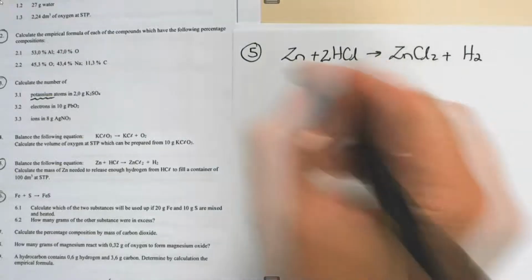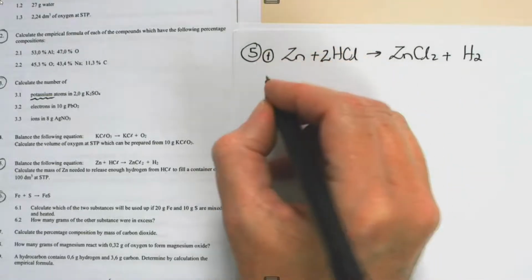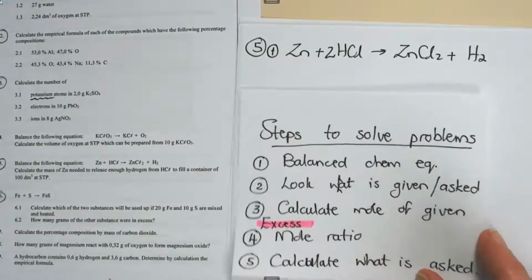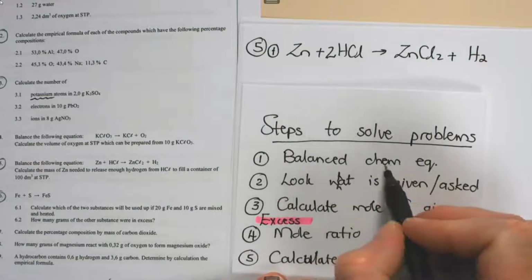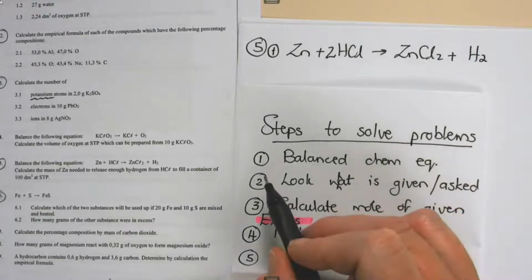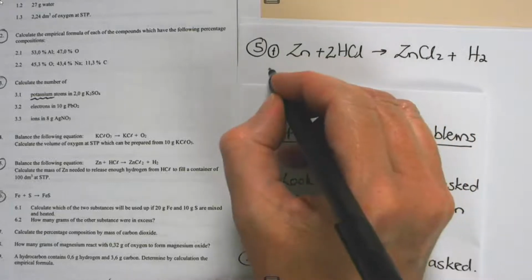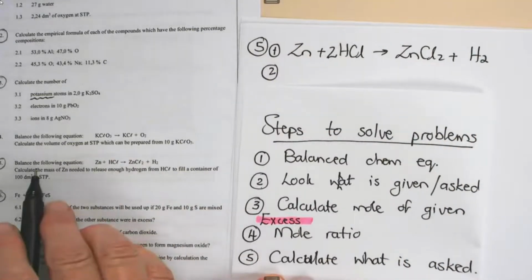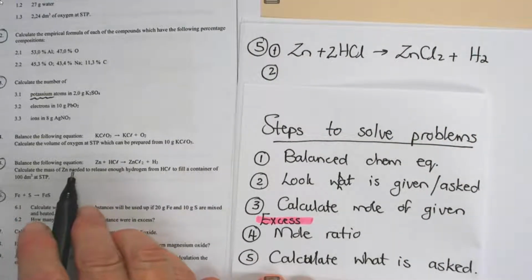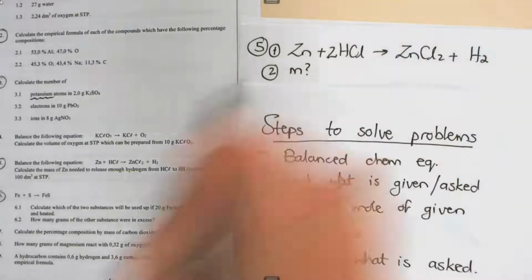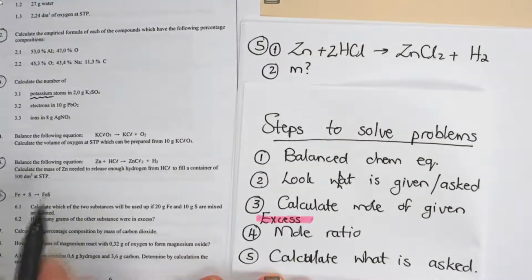Okay, so I've done step 1, because step 1 says write down a balanced chemical equation. Now step 2: look at what is given and what is asked. Step 2 says calculate the mass of zinc. I'm going to stop there. That is what is asked, so I'm going to write M with a question mark.